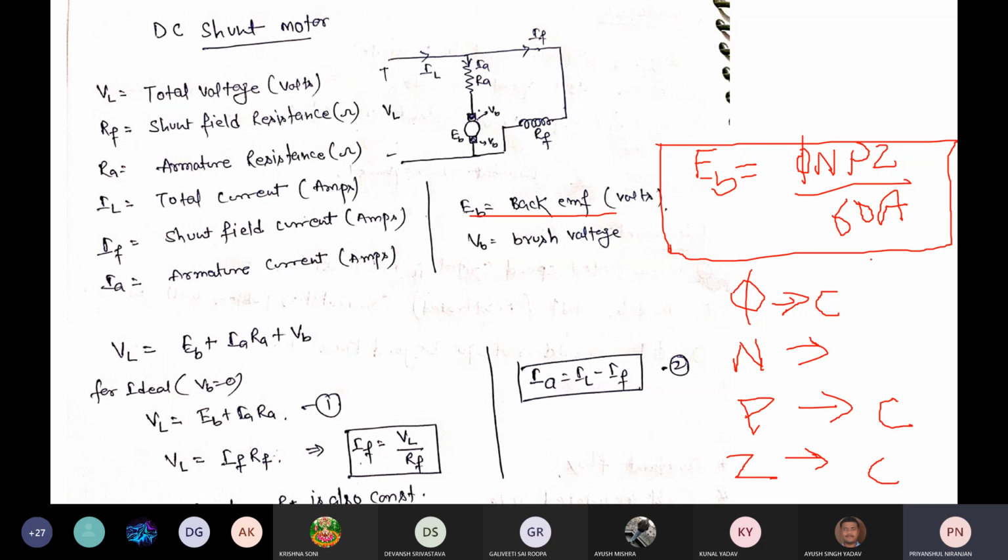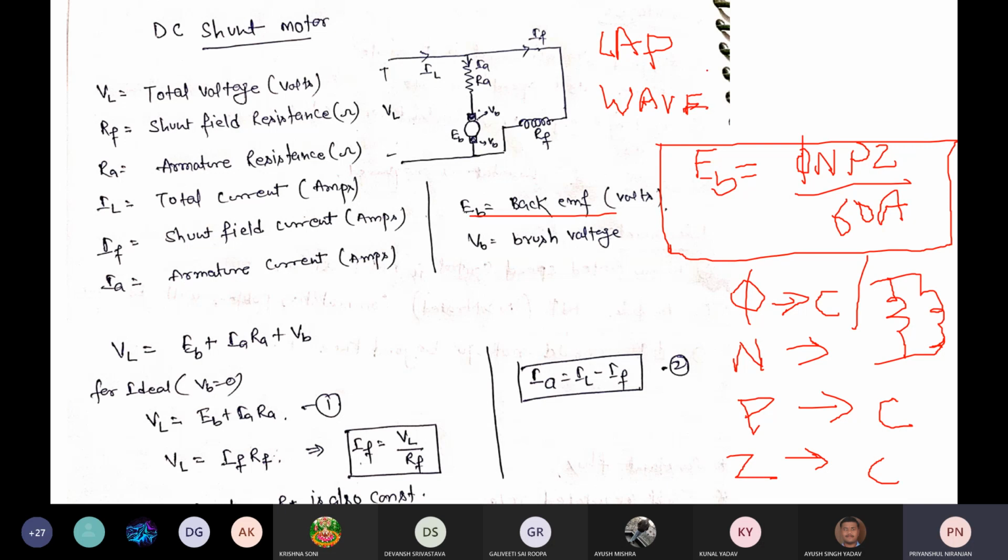A means parallel paths, how many are connected in the circuit. This one is parallel, this is also parallel, so this is two parallel. Actually, there are two types of winding in a DC machine. One is called lap winding. Okay, and the second one is wave winding. This one is wave winding.